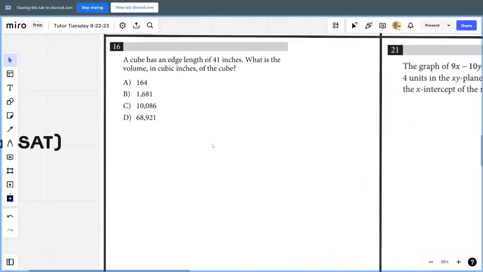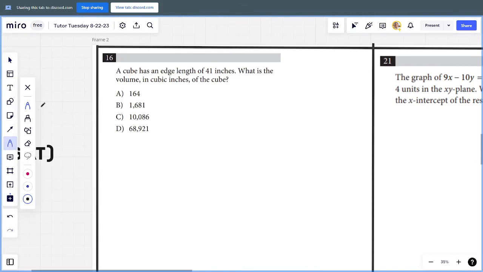Okay, now that everyone's here, let's go ahead and start with our first SAT problem. And I hope that some of you guys in the chat will be able to get this one as well. A cube has an edge length of 41 inches. What is the volume in cubic inches of the cube? Guys, I'm going to give you like 3 seconds to do this one, and you better get it.